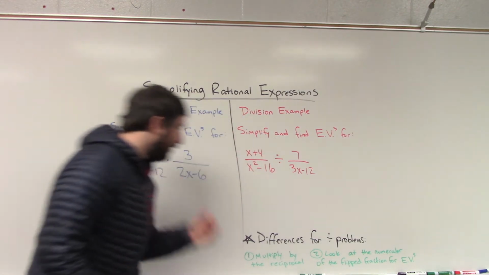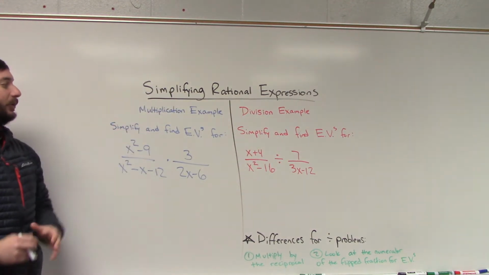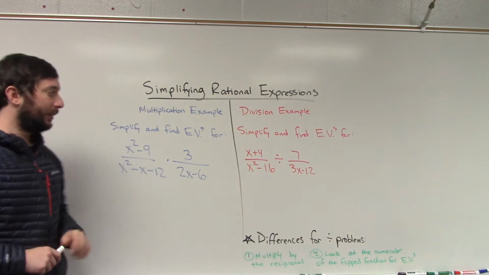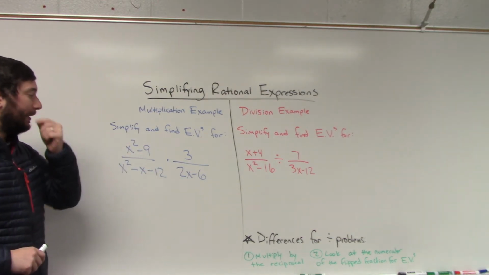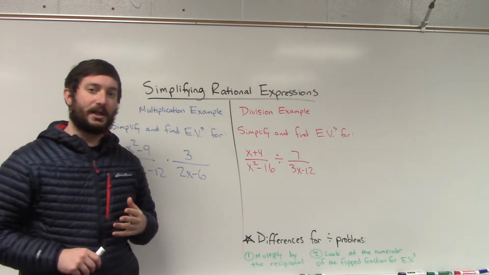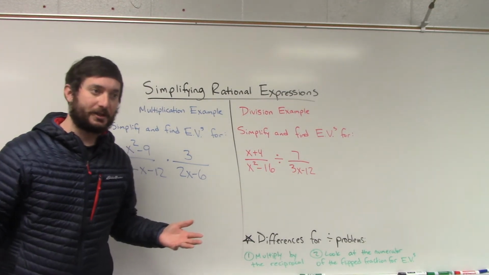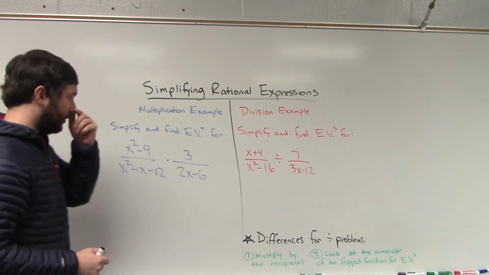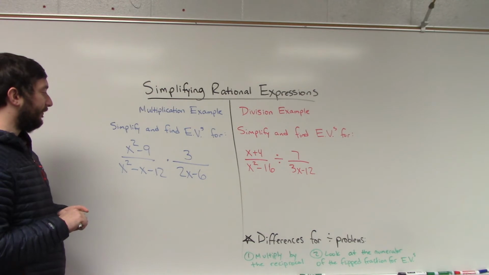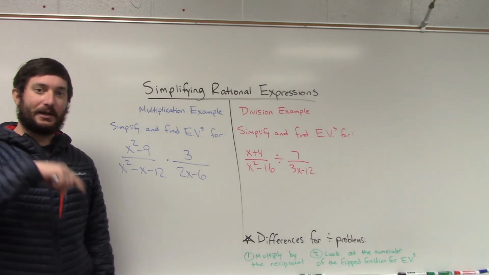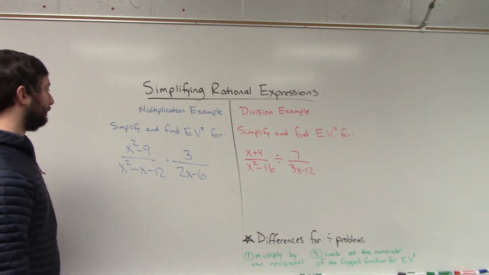So let's take a look at a multiplication example. You're going to simplify and find excluded values for the following problem. Now, we have a multiplying problem here, but all the steps that we just saw are the exact same. It just turns out that we have a couple of denominators and a couple of numerators to work with. So let's go ahead and factor first in this case. Factoring first will actually allow us to find excluded values more easily.